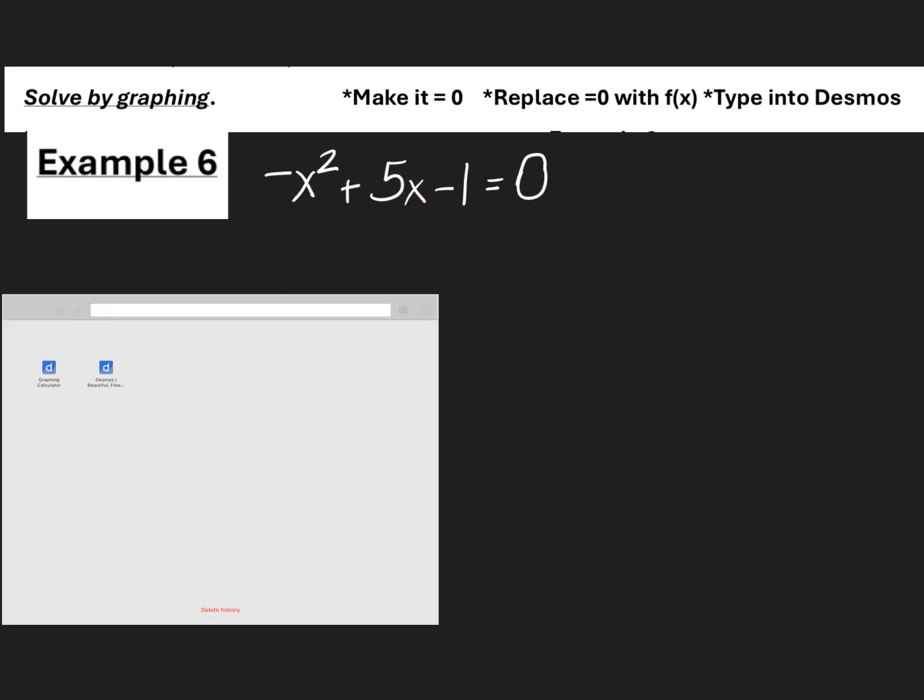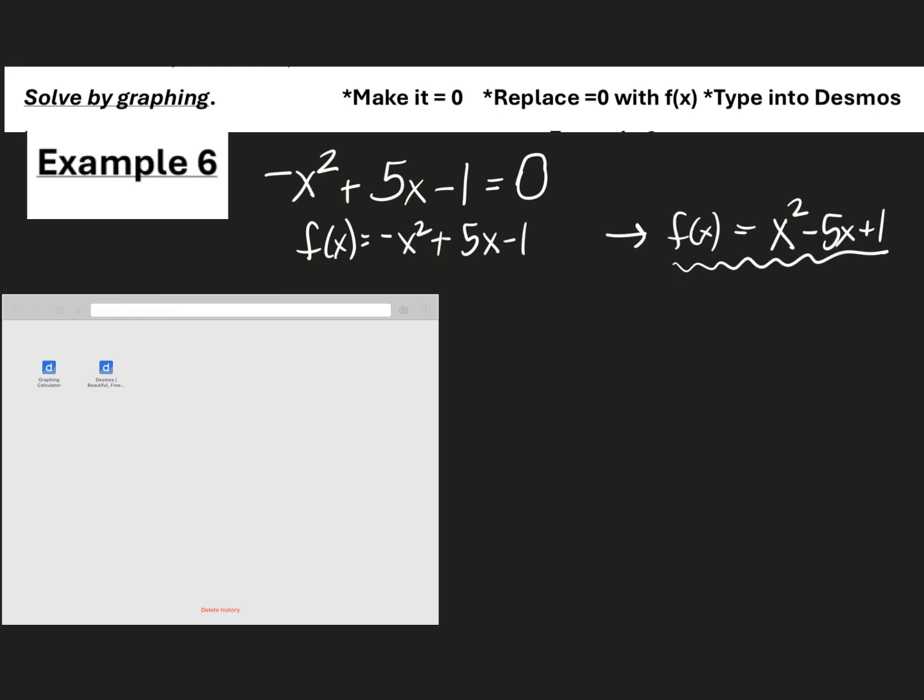Same thing for this question. You're welcome to type it in like this because it already equals 0. You will probably see me rewrite it every time to look like this. Add x squared, subtract 5x, add 1. So you'll probably always see me type this in. If you type this in, see if you get a different answer. And again, I will write this question down and answer this question.